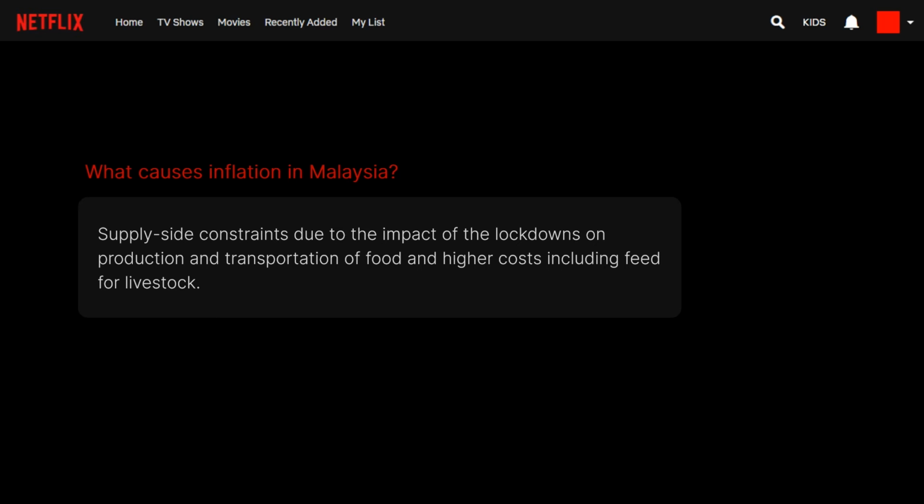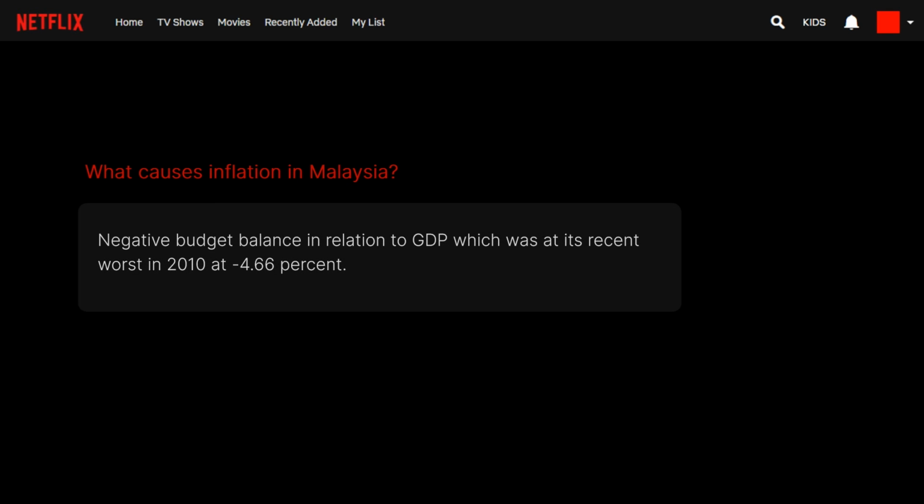What causes inflation in Malaysia? One of the causes of inflation in Malaysia is supply side constraint due to the impact of the lockdown on production and transportation of food and higher costs, including feed for livestock. Besides, the negative budget balance in relation to GDP, which was at its recent worst in 2010 at negative 4.66%, is also a major cause of inflation in Malaysia.